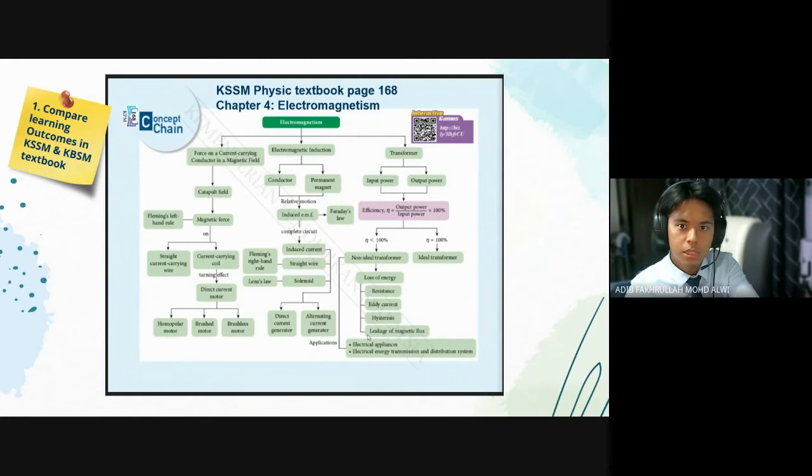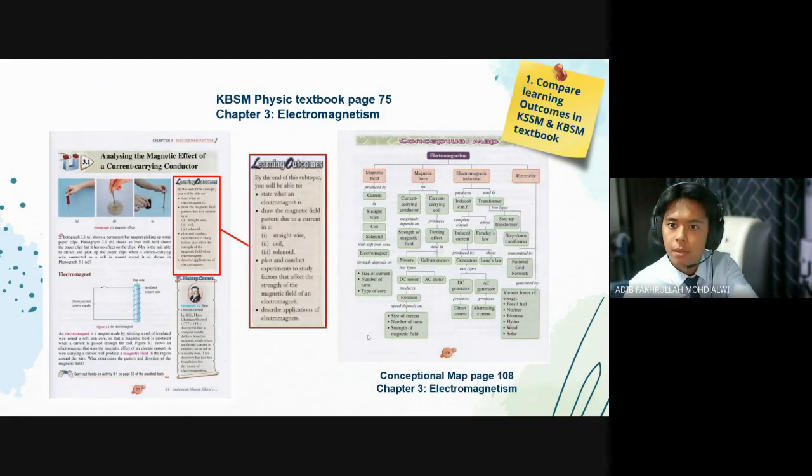Let's compare to chapter 4 electromagnetism in the KSSM physics textbook on page 168. In this chapter they also don't provide the learning outcomes, but only the mind map, which is the concept chain, at page 168. How about the KBSM textbook? Yes, the KBSM textbook provides the learning outcomes for chapter 3 electromagnetism at page 75, and also the conceptual map, which is a mind map, at page 108.